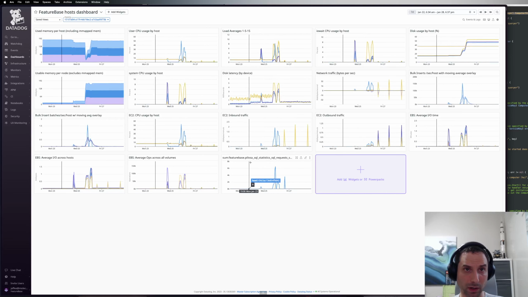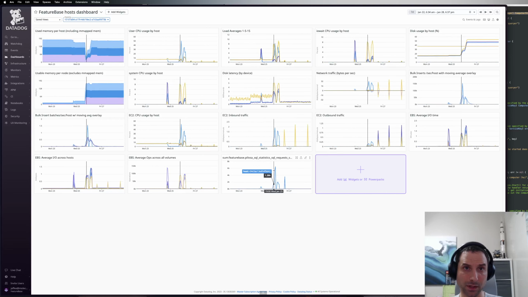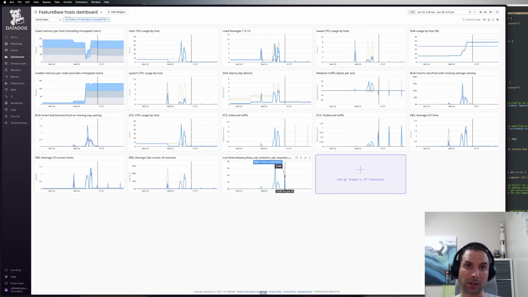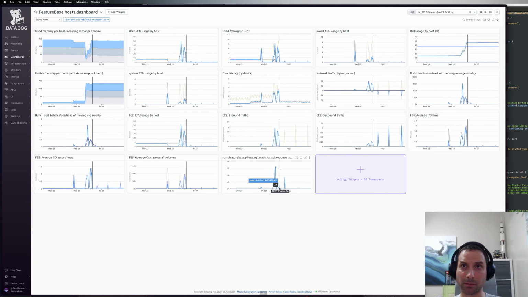And then down here we have the SQL requests per second chart, and so this is basically any SQL query coming in. Not just inserts, but any query will show up there. Okay, I think that's it.